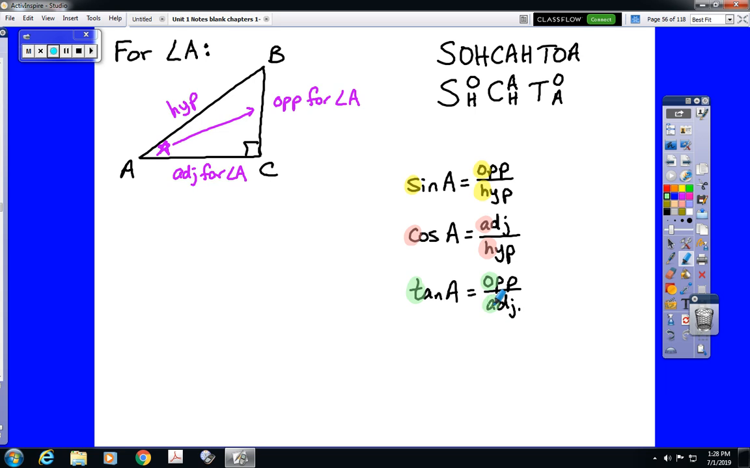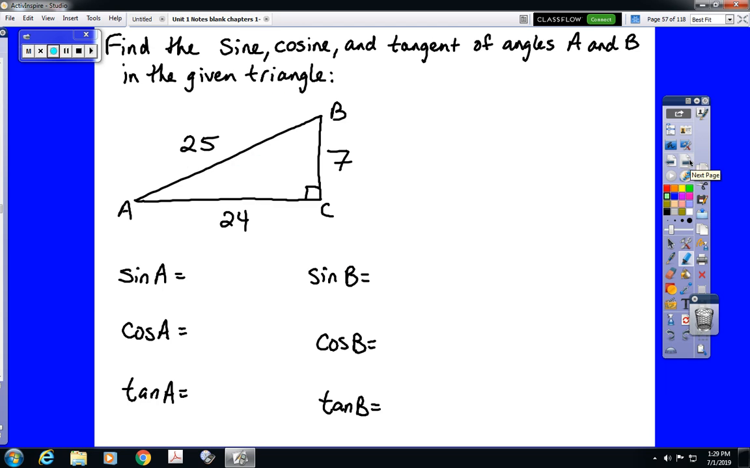So each piece of that, Sohcahtoa, is representing one of your three basic trigonometric functions, sine, cosine, and tangent. So when you see this, you have sine is opposite over hypotenuse, cosine is adjacent over hypotenuse, tangent is opposite over adjacent. So by remembering Sohcahtoa, it's supposed to help you remember all three of your trigonometric functions for a right triangle. So, let's use Sohcahtoa, and let's write out the sine, cosine, and tangent for both angles A and B in this right triangle.